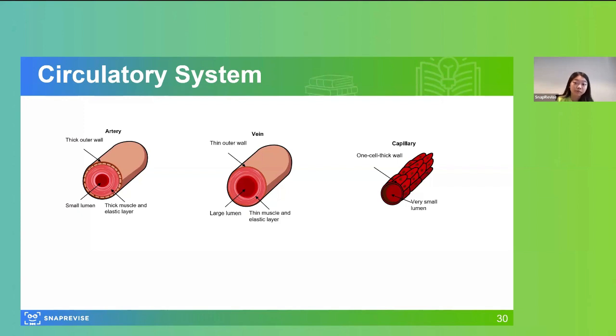So it has a thinner outer wall, as seen on the diagram, and a thin layer of muscle and elastic, again, also written on the diagram. Large lumen, and similar to the artery, it has a smooth lining to minimize friction.